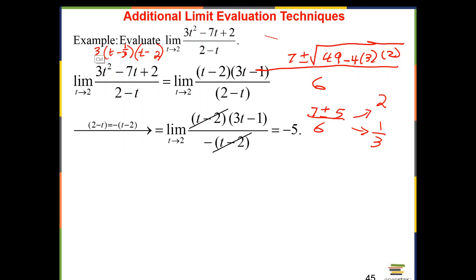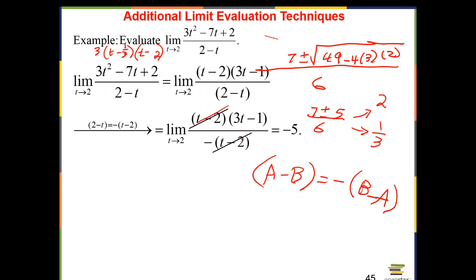Now, if you multiply the first factor by 3, you're going to get that. So that's the factor. And now, can we cancel this with this? No, because this one is t minus 2, and this is 2 minus t. Now we use the identity that a minus b is the same as negative b minus a. So instead of 2 minus t, I can put t minus 2 if I put the negative here.